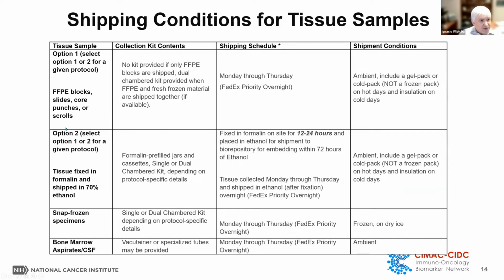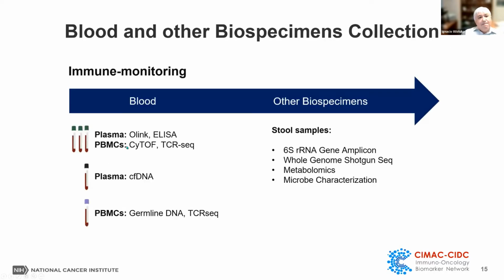And here, for example, in tissue, when it's fixed, you have option 1 or 2. Basically, option 1 is you have the tissue in liquid formalin, so you need to send it to a biorepository, a bank, which is going to process the tissue and make a block, or you can send a block. And those actually have different requirements in terms of shipment conditions.